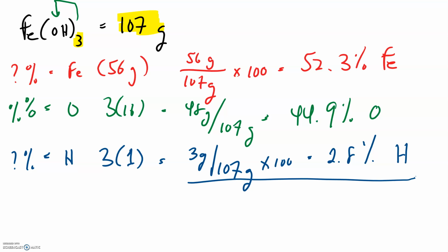2.8% hydrogen by mass. If you want to do a quick check to make sure you did this right, you can add these up to see how close you got to 100. And remember, because we're rounding, it might not always add up, but in this case, it does. And so that's all we do. That's how you do percent composition. Okay? Take it for a spin.